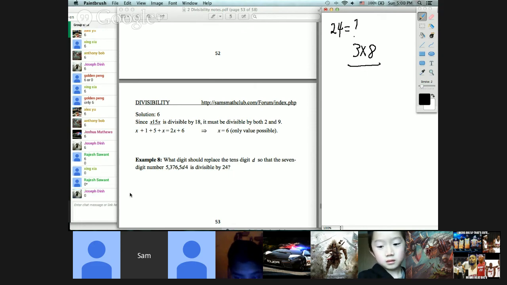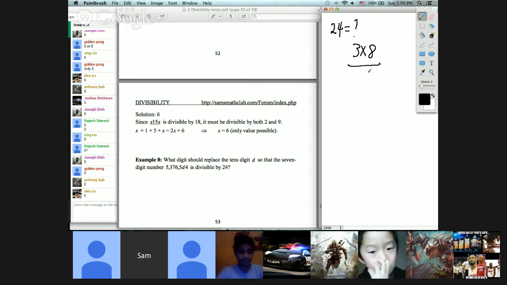Right, nice job to the people who got 0. The answer is 0 in the end. So if it's divisible by 24, it's divisible by both 3 and 8. So first off, we'll handle 3. The sum of the digits must be divisible by 3 first off. So we'll add up all the digits. We get 30 plus d. And then 30 plus d must be divisible by 3.